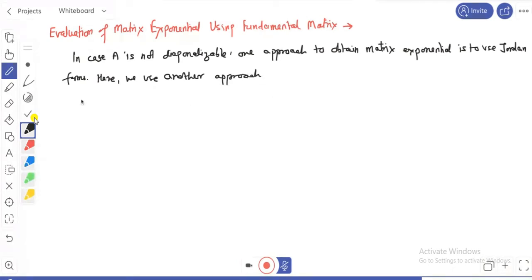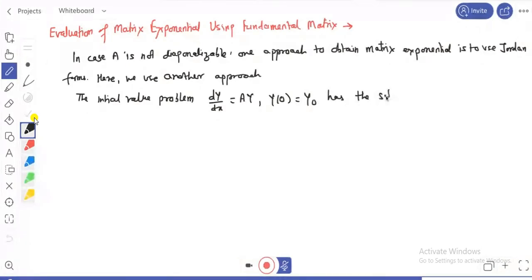That is, if we have the initial value problem dy over dx equals A y, where the initial condition is y(0) equals y0. As you know, this initial value problem has a solution, and the formula of that solution is y(x) equals e to the power A x times y0. Say this is equation number 1.